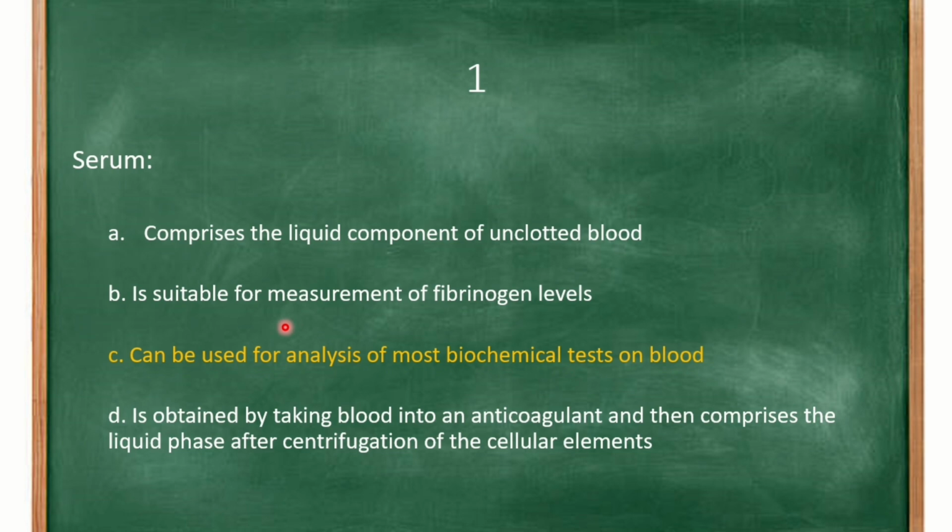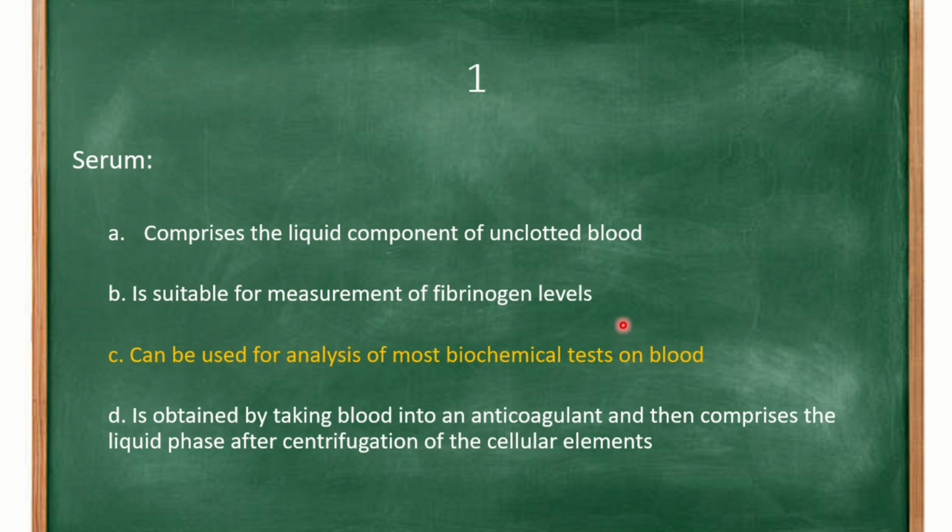If we look at B, it says it's suitable for measurement of fibrinogen levels. That would be wrong, because in serum the coagulation proteins have been used up for clotting. So you cannot use serum for measuring fibrinogen levels. Good. If you look at option C, it says can be used for analysis of most biochemical tests on blood. That is true, that is correct. It didn't say all, it said most. And truly we use serum for most biochemical tests on blood.